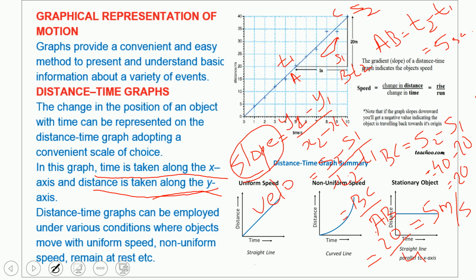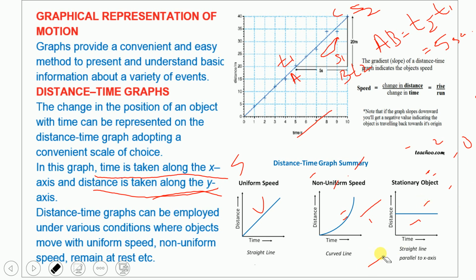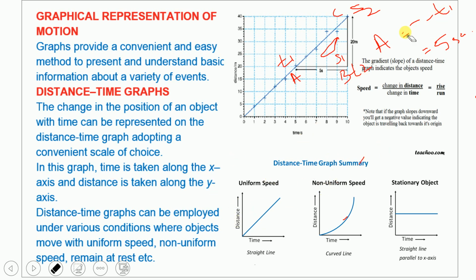Now how is uniform speed shown? Here you can see different graphs are given. Children, listen here. Now for uniform speed, you will get a straight line. Understand? So anywhere you take the triangle, you will get the same slope. The slope remains the same at any instant.